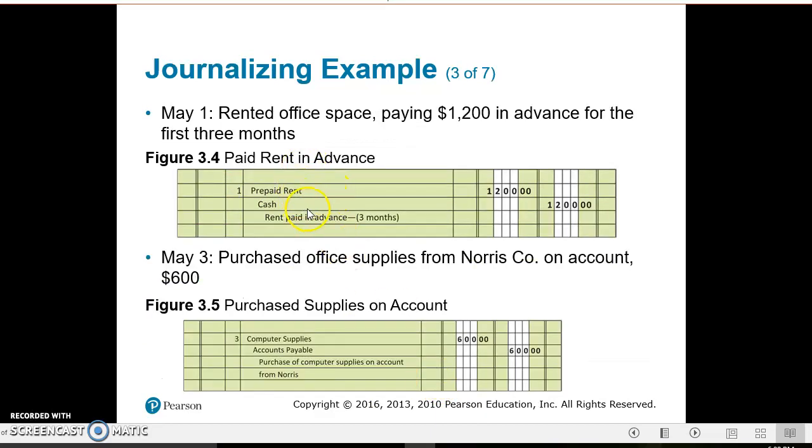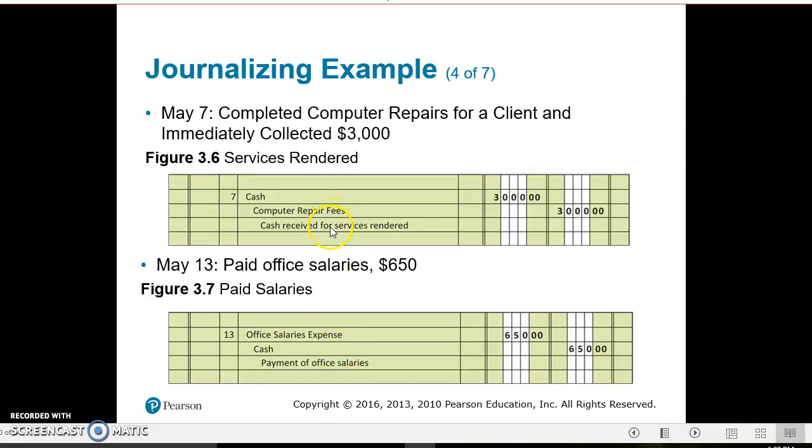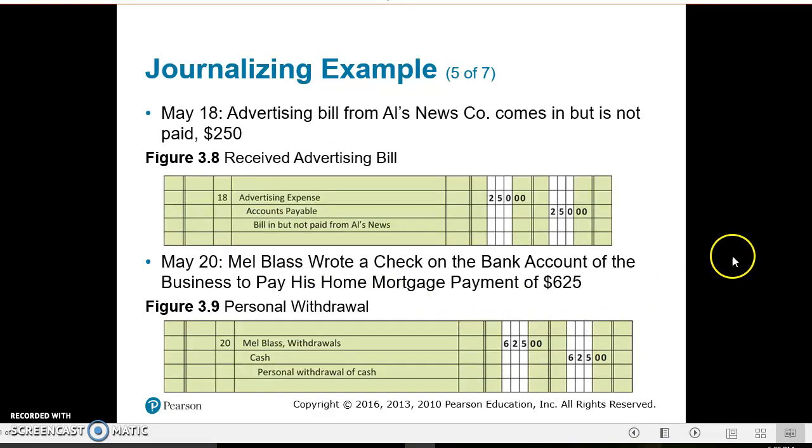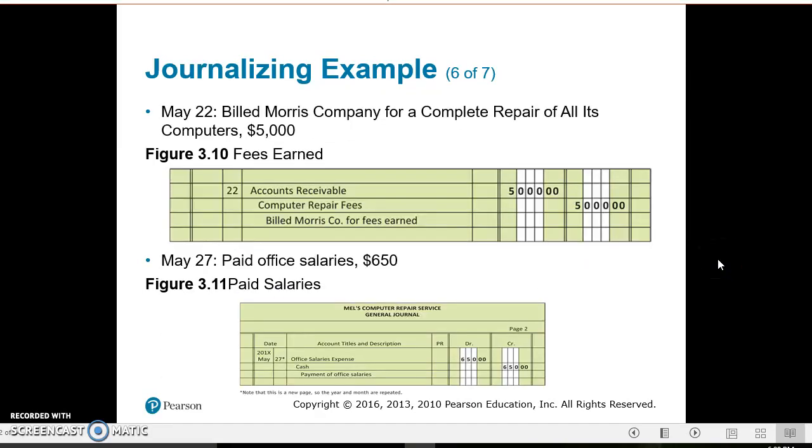Here's rent in advance, prepaid rent. Here's computer supplies on account. So you can kind of see how these all work. Your debit's always first, then your credit. And these slides are really good for you to go through when you're doing your homework to make sure that you're doing it correctly also.